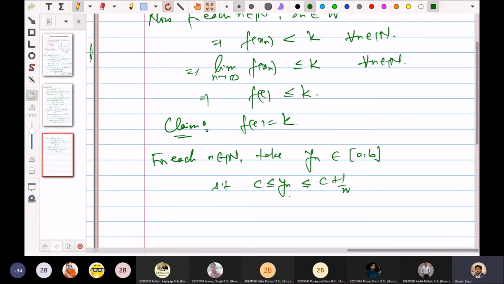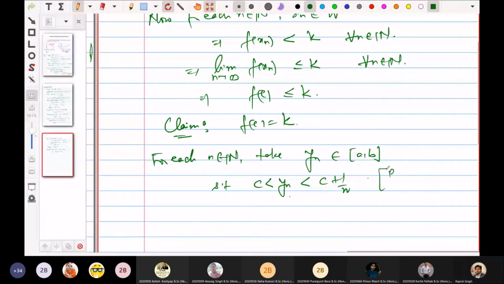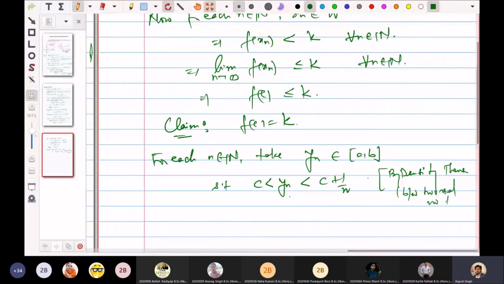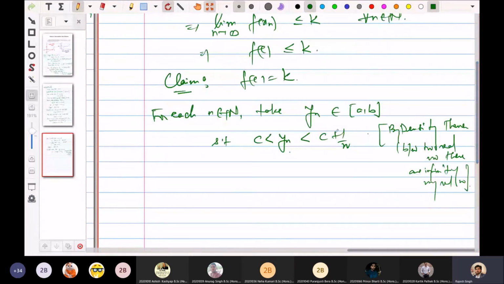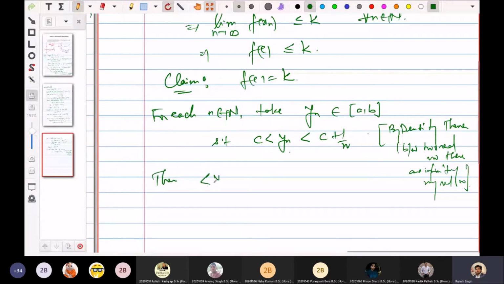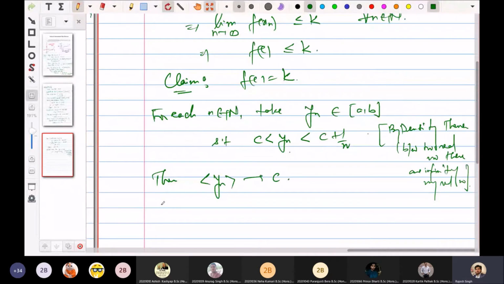Why can we choose such a yn? Between any two real numbers there are infinitely many real numbers, right? So we can choose one by density theorem. Between any two real numbers there are infinitely many real numbers. ठीक है? इसलिए एक तो choose कर ही सकते हैं हम उसमें से. So we picked one yn. हर एक n के corresponding we are picking one yn in the interval c to c plus 1 by n. So then yn converges to c, right?